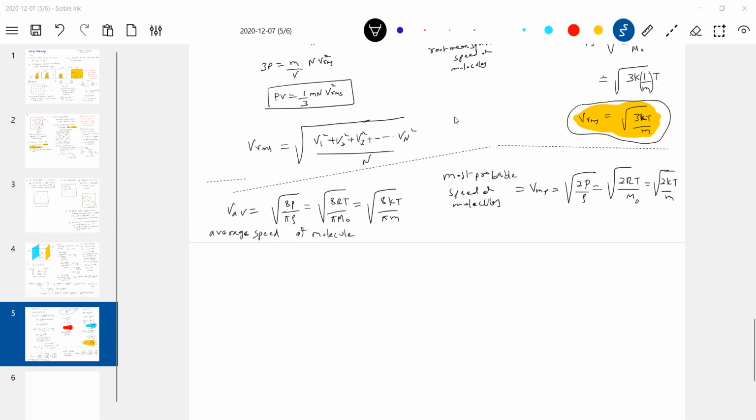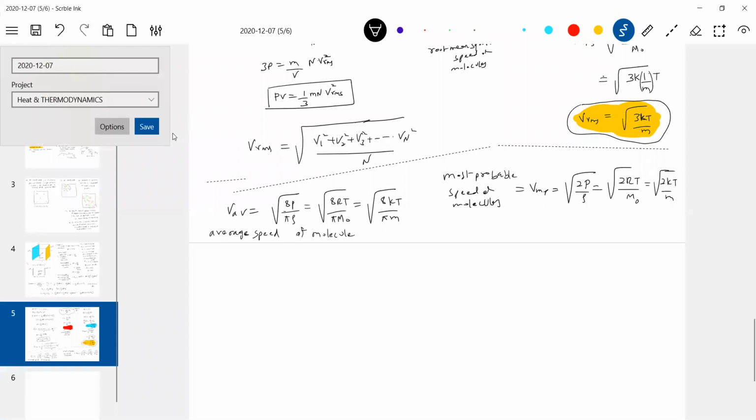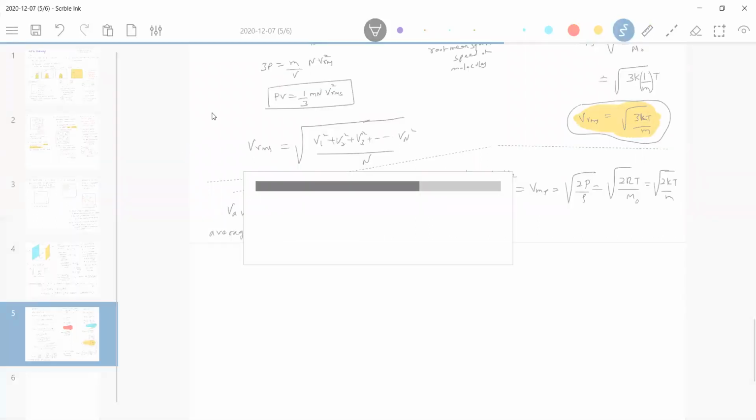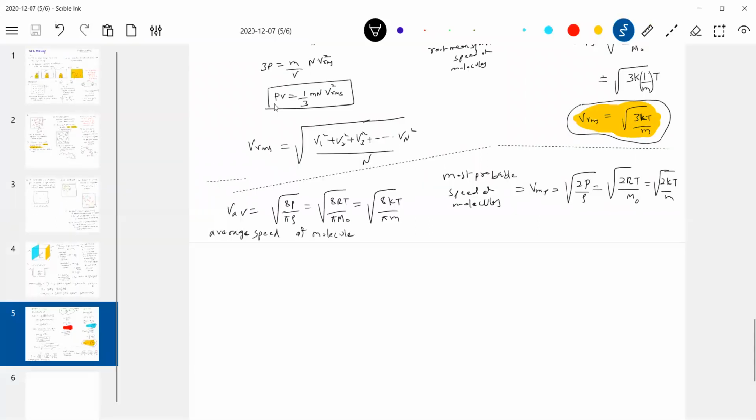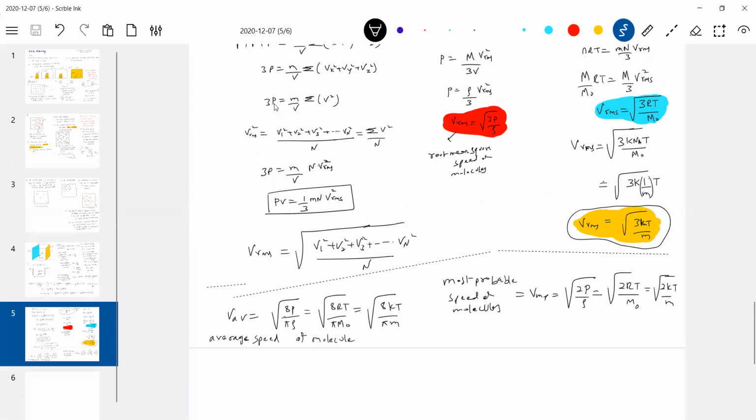The chapter got over and we should know the significance of it, no? What is VRMS? We should have thought about it. Without that thinking, what is VRMS? Okay, everyone knows the formula: 3kT by small m, or 3RT by M naught, or say 3P by rho.